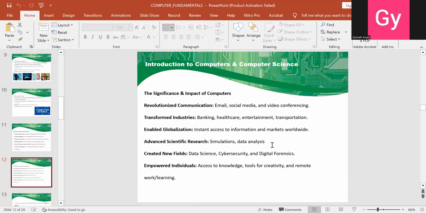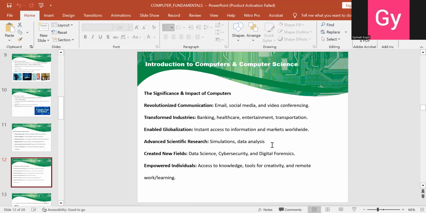It enables globalization, so instant access to information. You see, somebody can be talking in the US now and you can be streaming it live. Or there can be a football match going on, and you can be streaming it live. Advanced scientific research. So these days we have simulation. There can be a way that you can even play football without actually wearing a boot and playing on the field. You can use keypads and just be playing the football on the screen, and it will look real, like what is happening on the field.